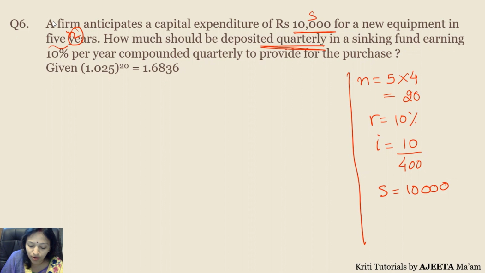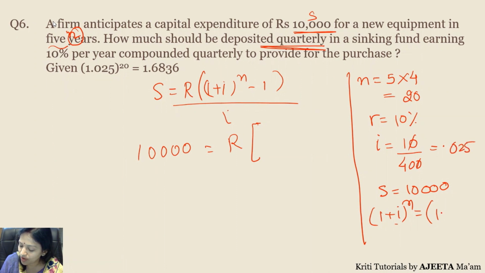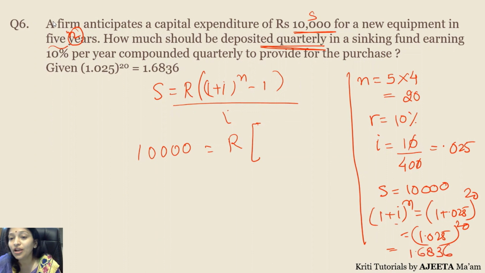So we have the same formula, as we were using in the previous lecture: S equals R into (1 plus I) raised to n minus 1, upon I. Now S is 10,000, R we have to find. Now 1 plus I raised to n: I is 1 by 40, which is 0.025. So 1 plus 0.025 raised to 20, which is 1.025 raised to 20, and its value is given to you as 1.6836. So the value is already given to you.